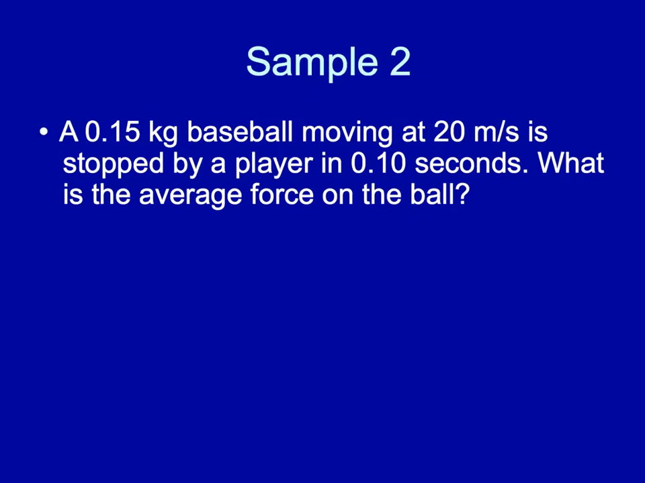A 0.15 kilogram baseball moving at 20 meters per second is stopped by a player in 0.10 seconds. What is the average force acting on the ball? So if I draw a free body diagram of the ball, I'm going to have the ball there. I'm going to have Fg acting down. And I'm going to have a force that goes in this direction applied by the catcher. We will consider this to only be moving in the x direction, even though it's going to have some y component. But since we haven't talked about projectiles yet, the only force we need to worry about is that one.